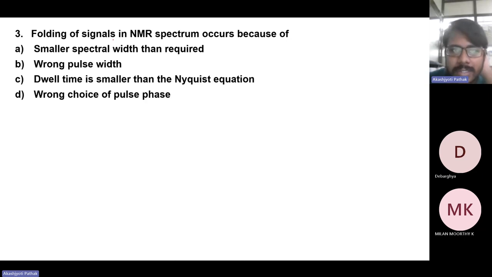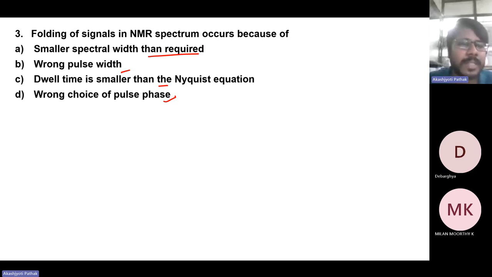This question on folding of signals was asked in week 3. The folding of signals in an NMR spectrum occurs because of a smaller spectral width than required, wrong pulse width, dwell time smaller than the Nyquist equation, or wrong choice of pulse phase. You can answer this question now that we have discussed the concept. If the spectral width is not properly selected, it causes folding of signals, and frequency from the neighboring spectral width gets folded into the region of interest, resulting in misrepresentation. Okay.